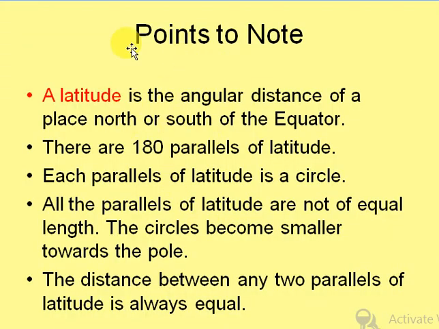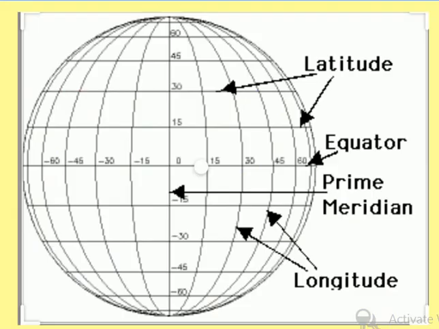Now let us try to find more about the latitude. What actually is a latitude? A latitude is the angular distance of a place north or south of the equator. So this is the latitude. These are angular distances of a place north or south of the equator.